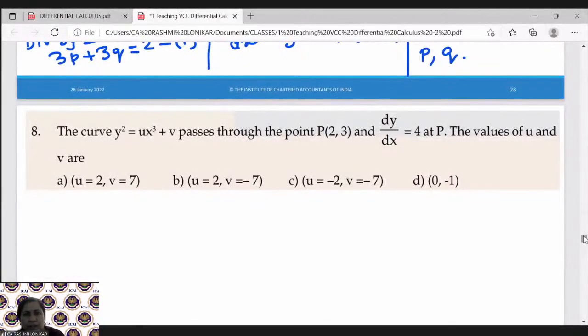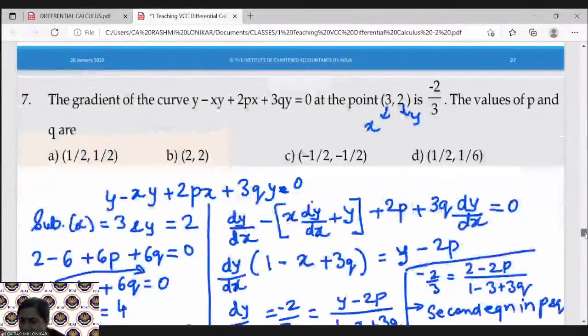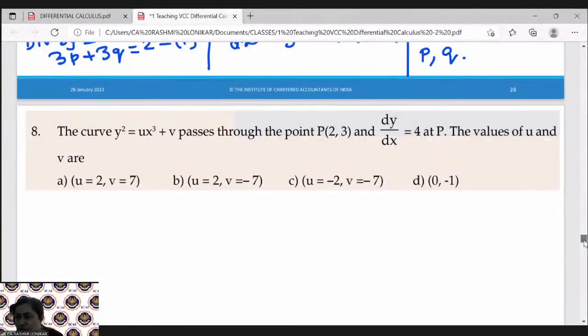The basic thing that you need to understand, whenever you have such questions, is that you take the equation, substitute the values of x and y that are given to you, and you will get the first equation in P and Q. Second, you differentiate and then put in the value of the slope and the values of x and y, and you will get the second equation in P and Q. Use the first and second equations as simultaneous equations and solve them. This question number 8 is also similar.